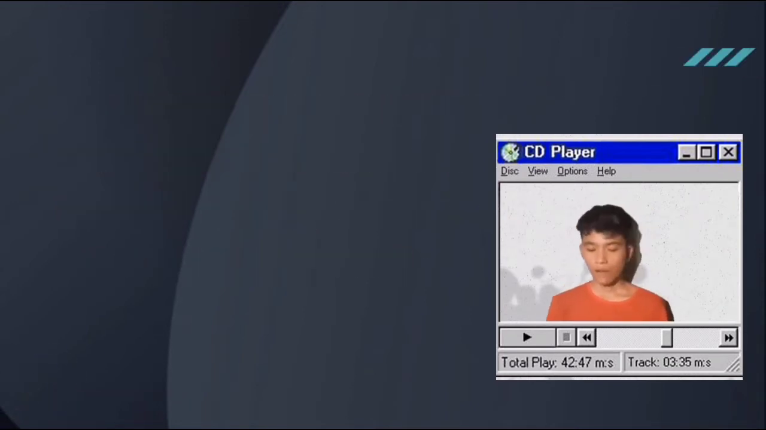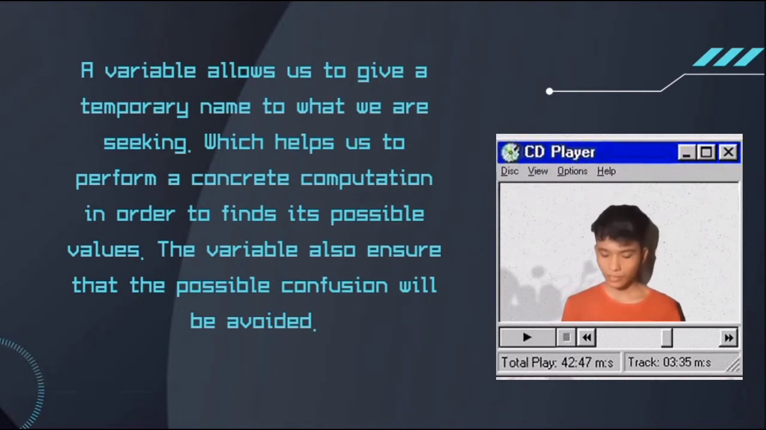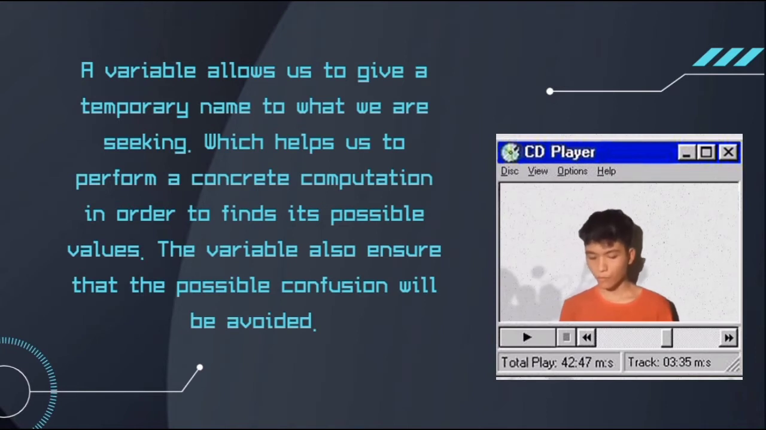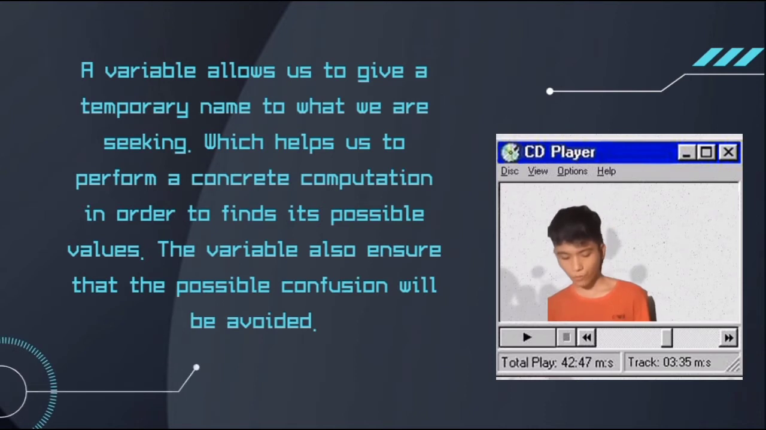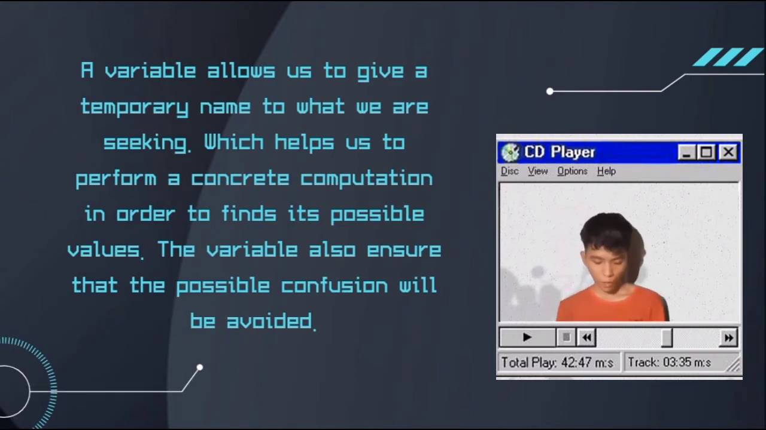A variable allows us to give a temporary name to what we are seeking, which helps us to perform a concrete computation in order to find its possible values. The variable also ensures that possible confusion will be avoided. How will you compute if you don't know what you are solving? That's why we can use variables to represent the unknown value so that we can go on with a computation using a variable.